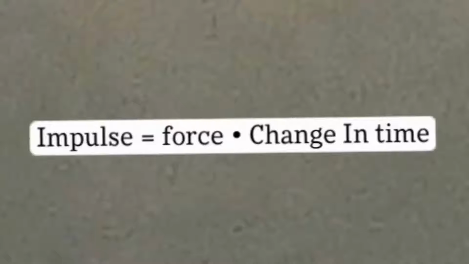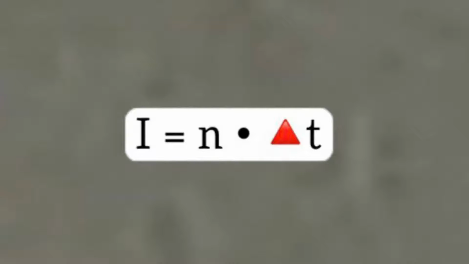Next, let's look at the formula for impulse. Impulse is just force multiplied by the change in time. When we write this in the correct units, we can use I to represent impulse and N to represent force, as in newtons. Written out, this would be I equals N times the change in T. Change can be represented by a triangle.